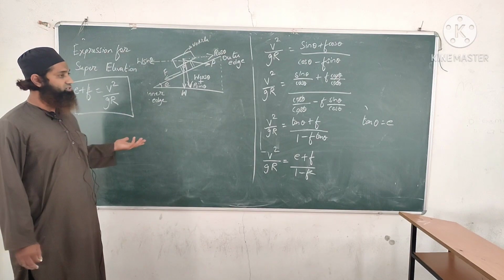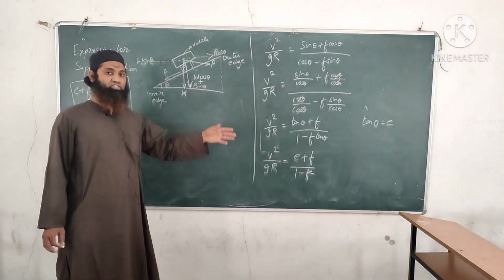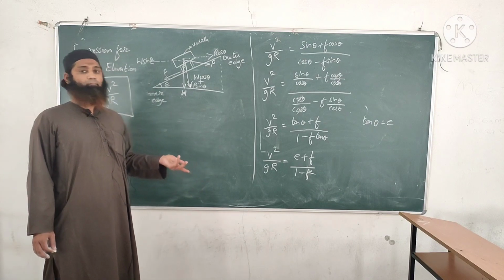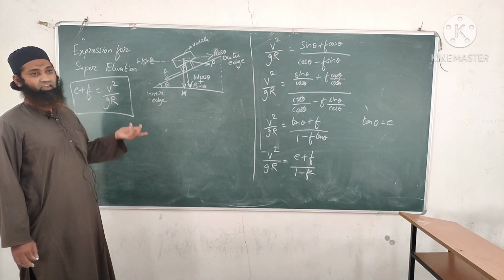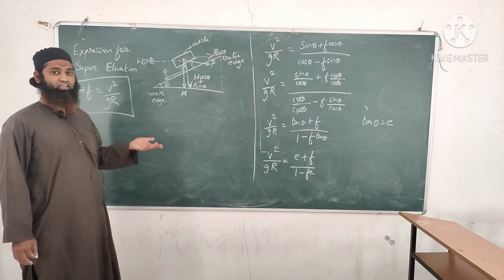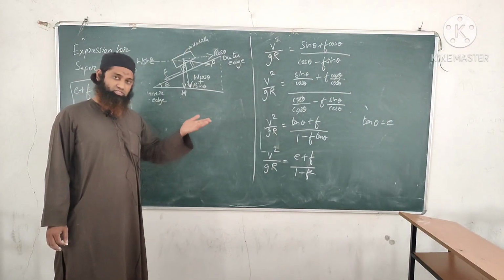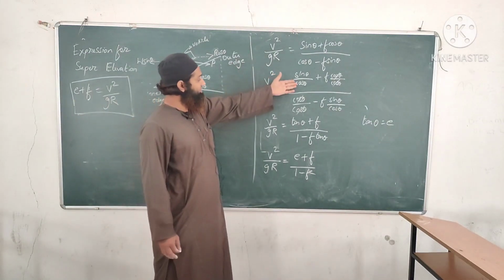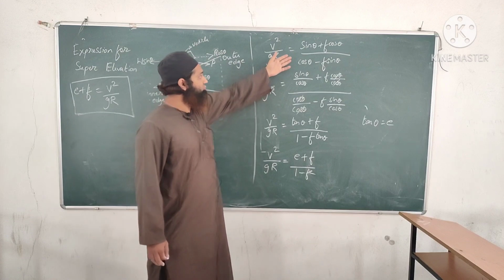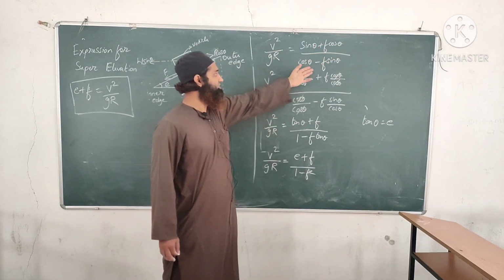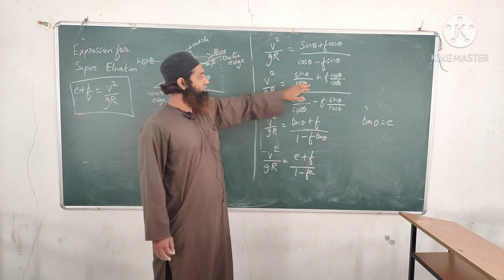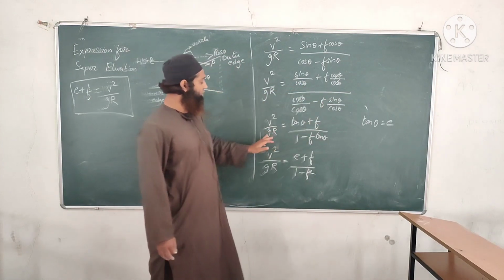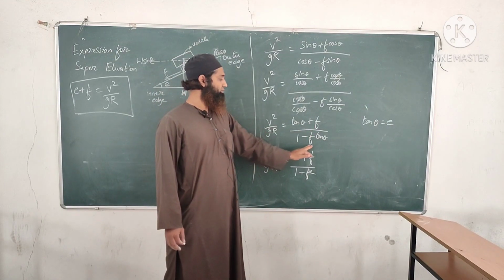I have substituted that value of P by W in equation 1 which I had got previously. So v square by g r is equal to (sin theta plus f cos theta) by (cos theta minus f sin theta). Then I have divided by cos theta on both sides of the equation. Then the cos theta gets cancelled and I have got this equation: tan theta plus f over 1 minus f tan theta.